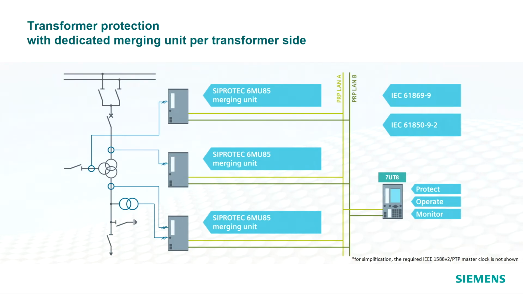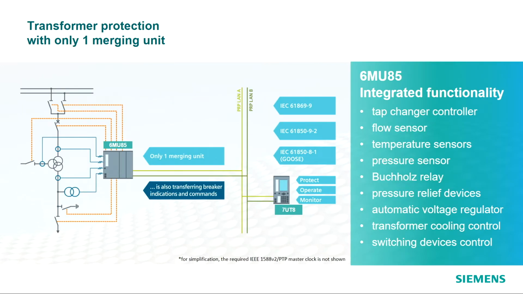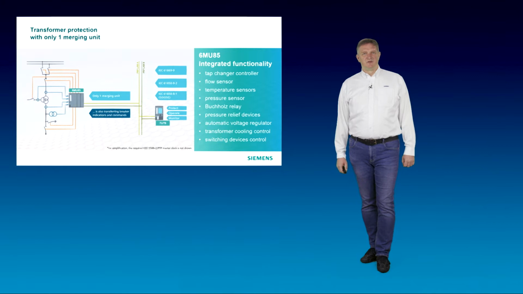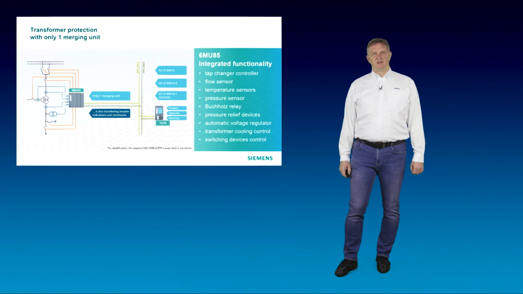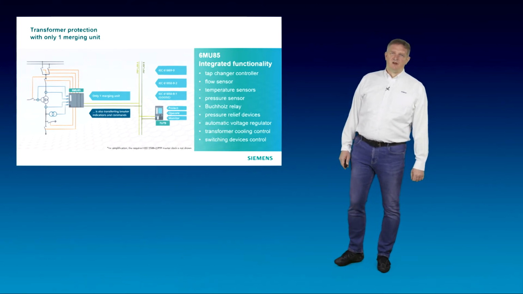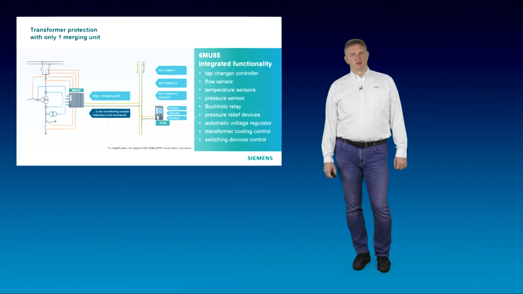Let's take a look at a transformer feeder. You can either use individual merging units for each instrument transformer if the instrument transformers are distributed further in the plant, or a single merging unit reduces the number of merging units in the field if the instrument transformers are more centralized. In either case, the merging unit is your interface to the primary equipment and collects further data from various sensors. The merging unit connects to the Buchholz relay and pressure relief devices and can cause direct tripping of the transformer circuit breakers. In addition, the merging unit can control the transformer cooling and switching devices and act as a tap changer controller as well as take care of automatic voltage regulation.